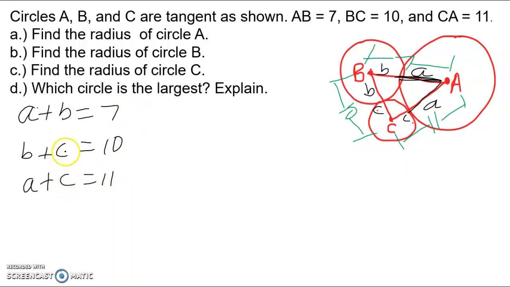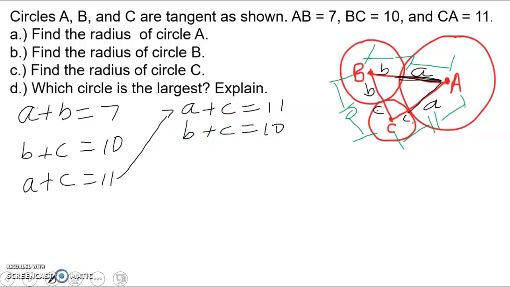Now here I see that C has the same coefficient, so I can use elimination. I'm going to take the equation A plus C equals 11 and B plus C equals 10, and subtract them, because subtraction is the only thing that can eliminate C. C minus C is 0. Therefore, we have A minus B equals 11 minus 10, which is 1. So that's a new equation.